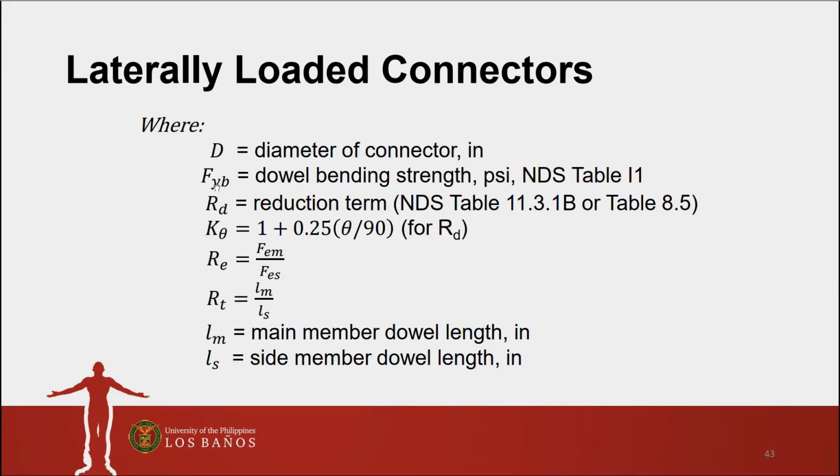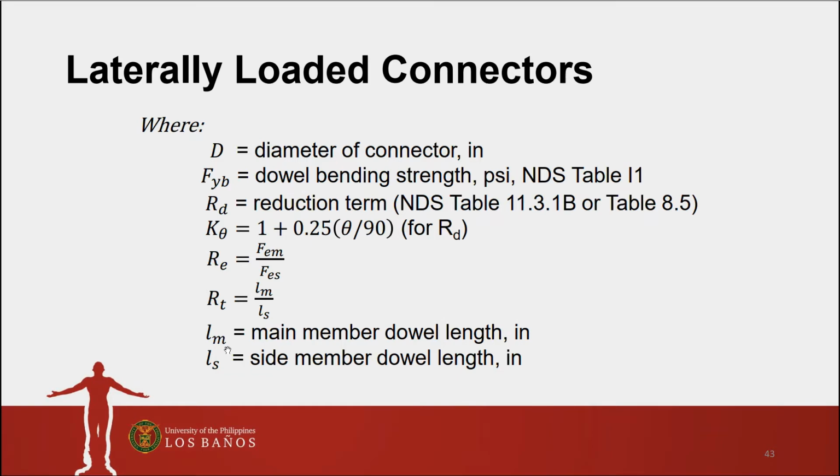So D is the diameter of the connector in inches. F sub YB is the dowel bending strength in terms of PSI from NDS table I1. R sub D is the reduction term, NDS table 11.3.1B or table 8.5. K theta is 1 plus 0.25 multiplied by theta over 90 for R sub D. And R sub D is equal to F sub EM over F sub ES. R sub T is equal to L sub M over L sub S.